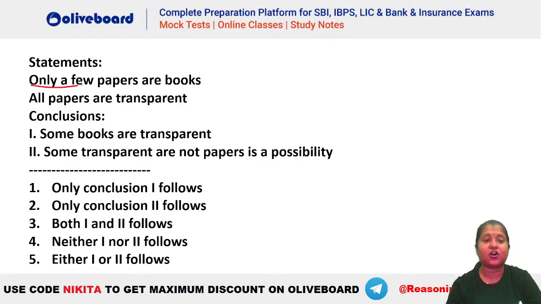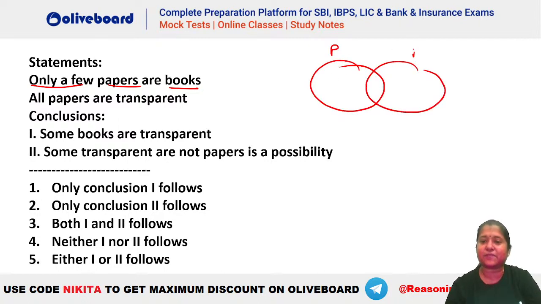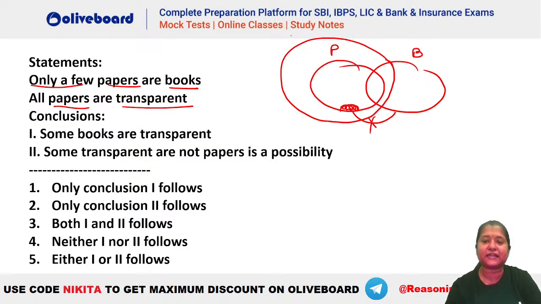Let's see what should be the answer here. Only a few papers are books. Again we have only a few, that means a combination of some plus some not. That is, some papers are books, and there are some papers which will never be a part of book. All papers are transparent would be like this. Some books are transparent: you can see there is a definite interaction between books and transparent.